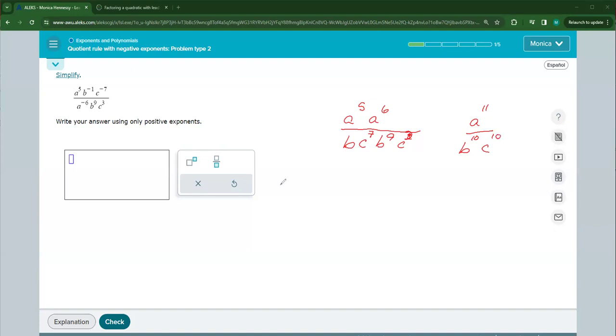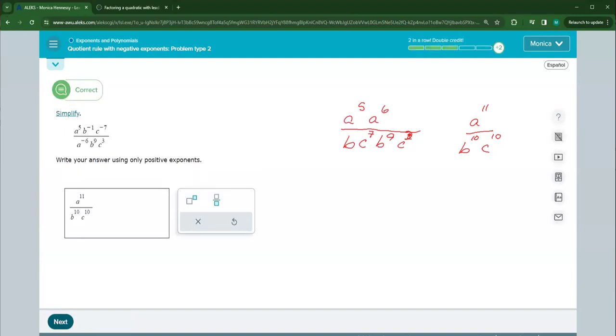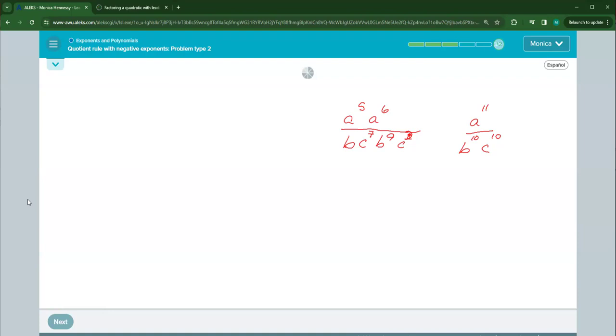So writing that is my fraction. Shouldn't be too bad. I'm just going to write it exactly like I said: a to the 11th, b to the 10th, c to the 10th. Okay, hopefully we only have one more left. All right, so next, delete all drawings.